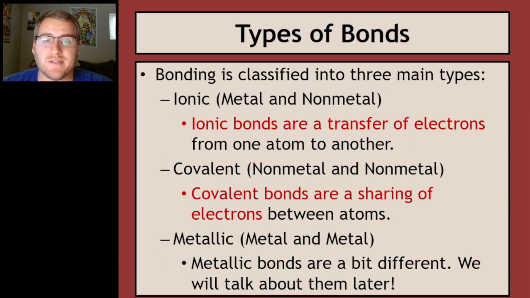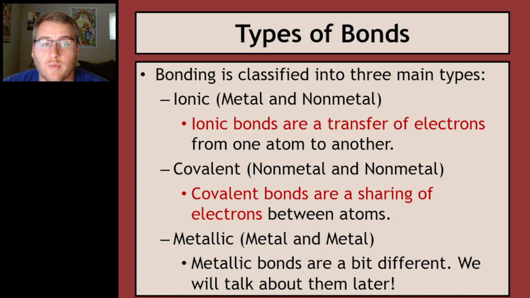We have our 3 types of bonds here today. We're really going to focus on the top 2. The last one's kind of for another day. Bonding is classified into 3 main types. First, you have ionic. Traditionally, between a metal and a nonmetal, there are some exceptions, but we'll talk a little bit about that later today.